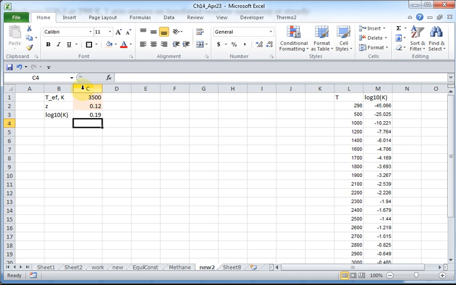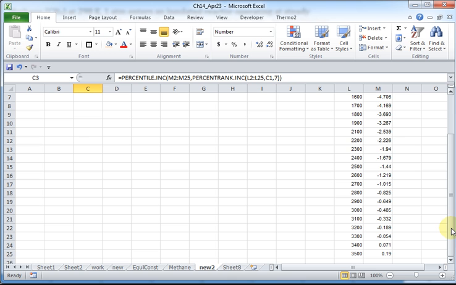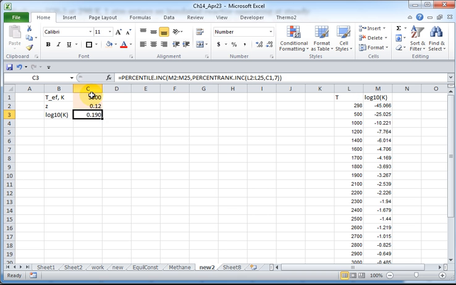And so if I get 3,500, it returns 0.19. Let me click over here some digits. 0.190. Let's check it. 3,500, 0.190. See that? Let's check the lower end, 298, and you get negative 45.066.